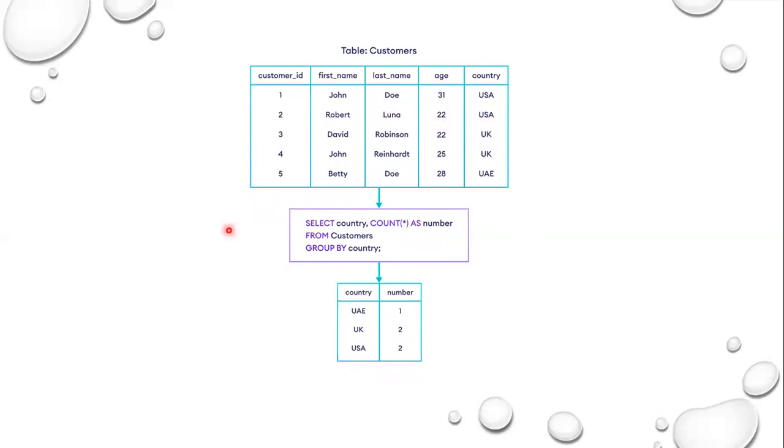Let's give the query: SELECT country, COUNT(*) AS number FROM customers GROUP BY country. When you execute the query, what will happen? It will print the information like country UAE, how many? That is 1. From UK, we can see 1 plus 1, 2. And USA, 1 plus 1, 2. So when you execute the query, it will display the information like this. Let's see one more example.